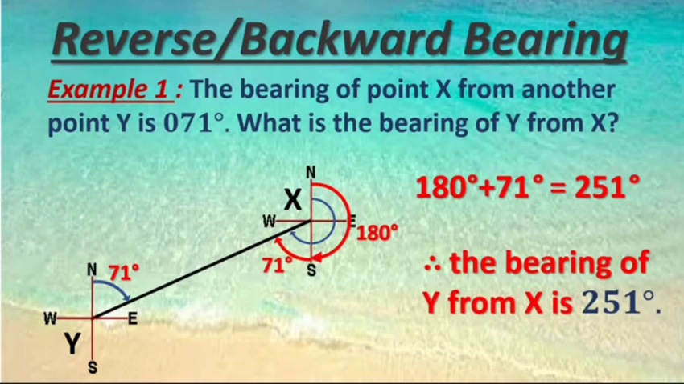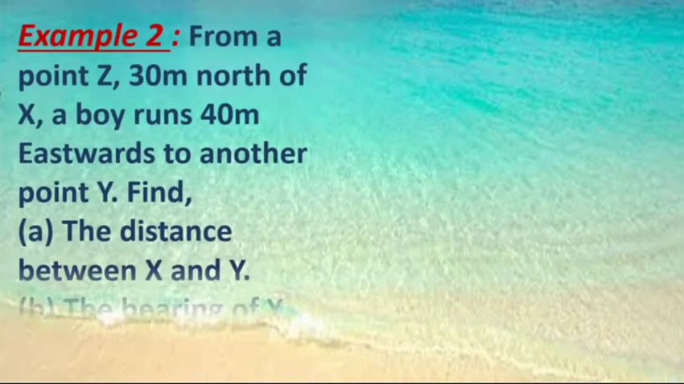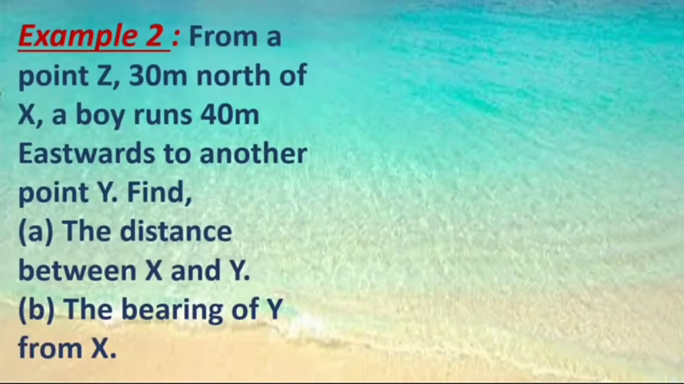Now let's consider a different form of question in bearing as we have in question 2. From a point Z, 30 meters north of X, a boy runs 40 meters eastward to another point Y. Find the distance between X and Y and also the bearing of Y from X.